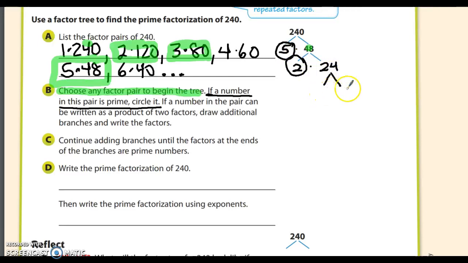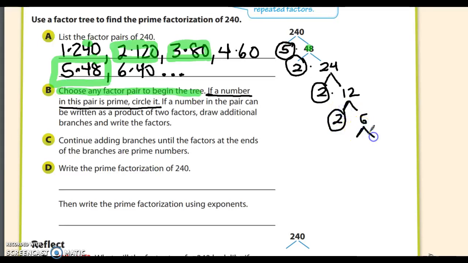What numbers can go here and there? Well, I like to do 2 again because it's an even number. 2 and 12. Is that true? 2 times 12 is 24. It is. Circle the 2 because it's prime. Branch the 12 because it's not. What makes up 12? 2 times 6. We actually did 12 earlier.